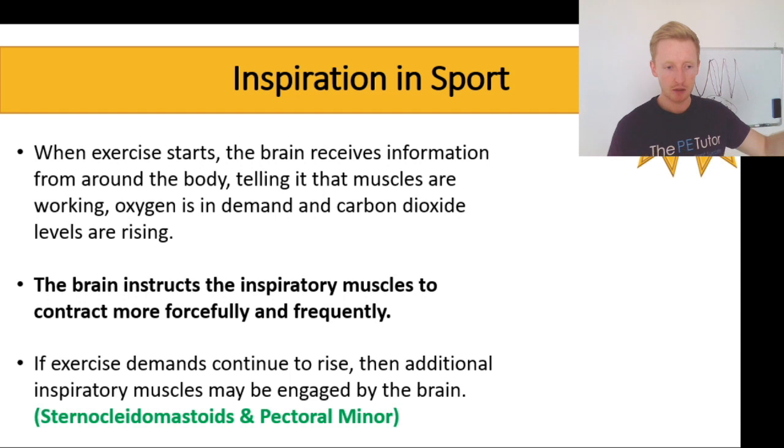Now with training, with regular use of these muscles, they benefit from hypertrophy. Just like training any muscle, the more we use it, the more we stress it, our body responds by adapting, by improving that muscle so that it's better equipped to deal with the demands in the future. So the more regularly we engage these additional muscles, because we regularly begin exercise and increase our intensity levels, and our brain engages these muscles, the more we do that, the better they become.